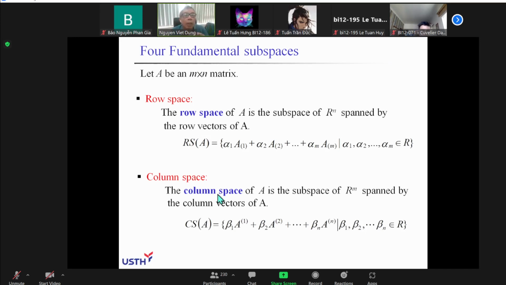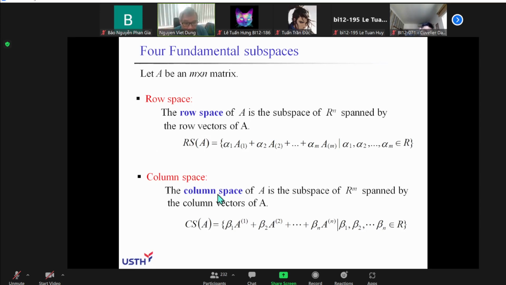So first, I repeat what we need to know. Suppose that we are given a matrix A of size m by n. Then A is divided into m row vectors and n column vectors. Then with that, we can define what we call the row space of A. That is a subspace of n-space Rn, generated by all the row vectors of A, or by formula.